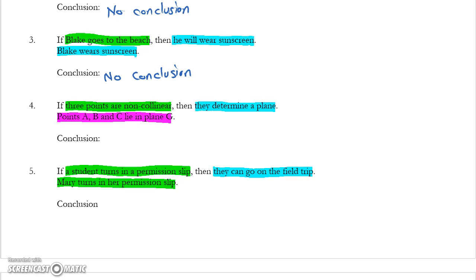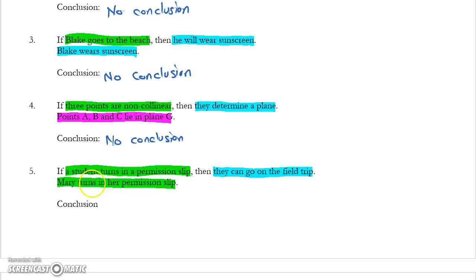So I've color-coded these for us to be able to go through and talk about it real quick. 3 points are non-collinear. They determine a plane. A, B, and C lie in a plane. None of those 3 statements match. There's no conclusion here. I can only make a conclusion if I was told the 3 points were non-collinear.